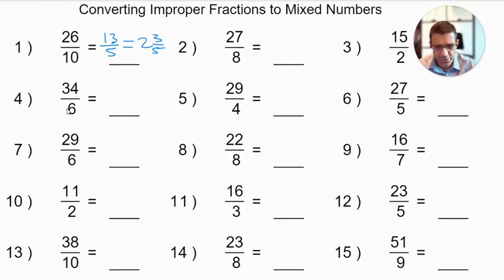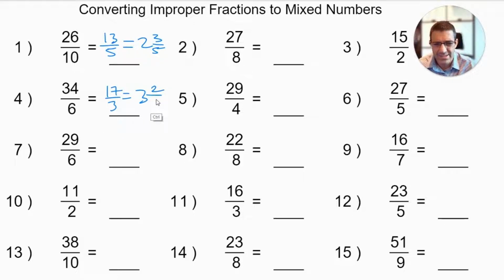Okay, here, so 34 over 6. Again, I see even and even, and so I should change this to 17 over 3 first. And I realize that that's 15 over 3 plus 2 over 3. So 15 over 3 is 5, and then I have 2 over 3 left over. Okay, so let's do the next one.